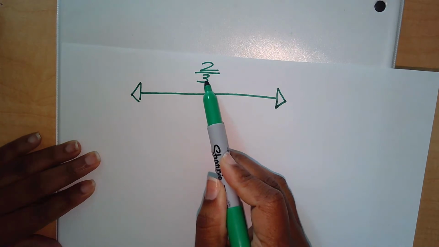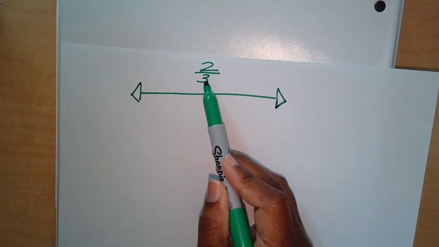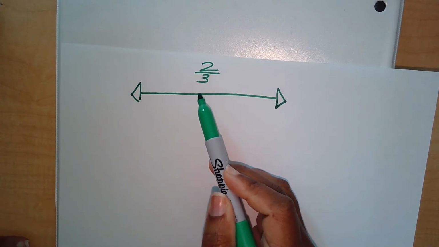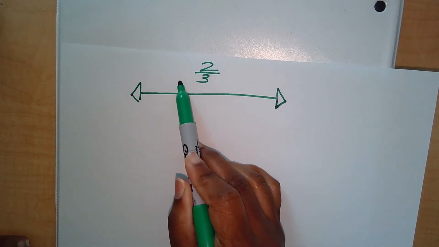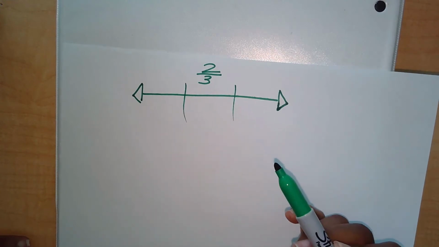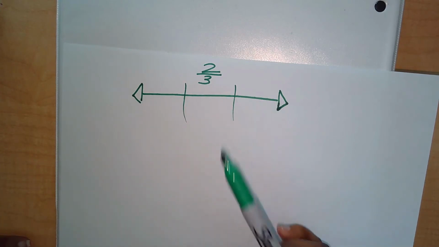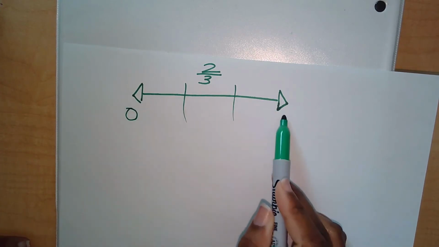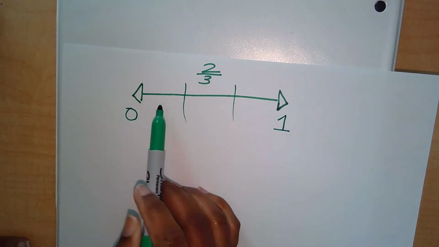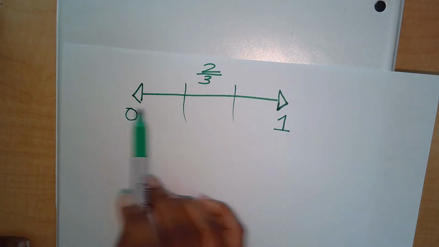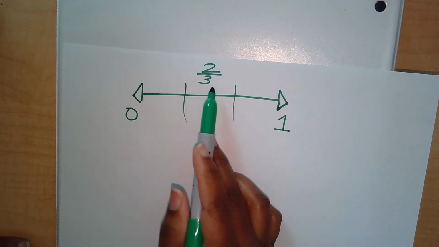This 3 tells me that there are 3 parts to this whole. 3 parts, so that means I need 3 equal parts. 1, 2. Once again, I only need 1 less line. So here I have 1, 2, 3 equal parts. My 0, my 1 here. And now I'm able to identify or represent my fractions on this number line, all by thirds.